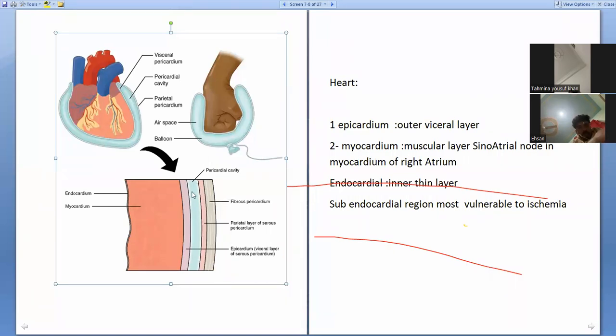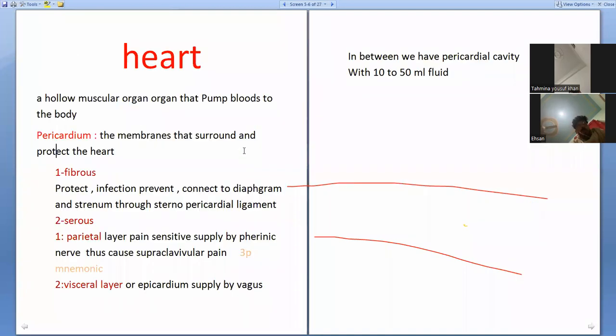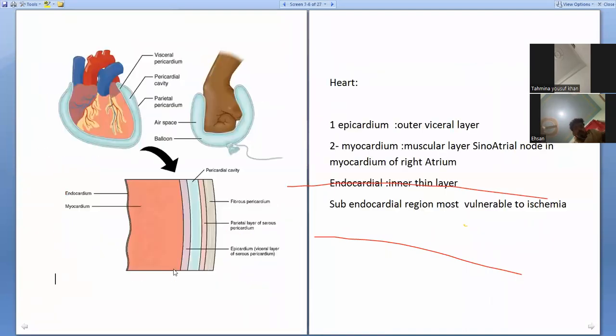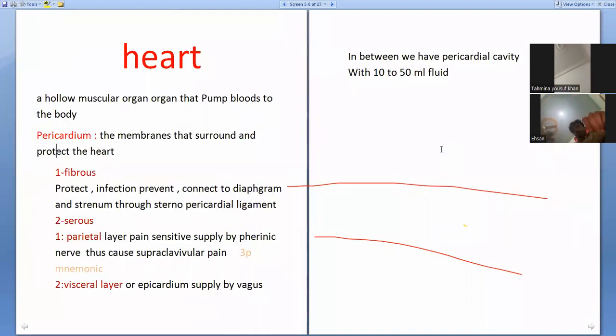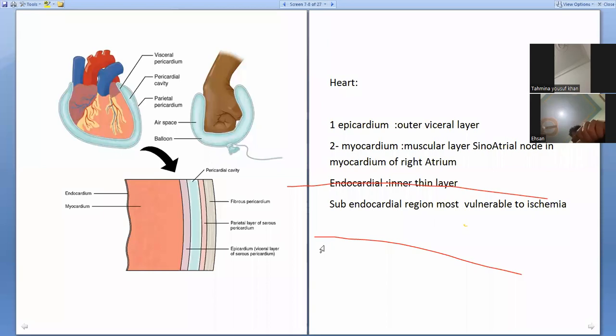Okay, I discussed that we have fluid here, right? The amount of the fluid is 10 to 50 ml.